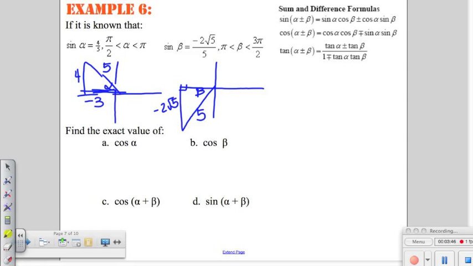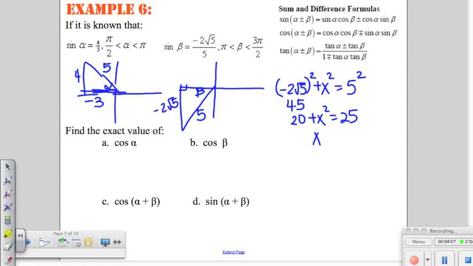We're going to have to do the Pythagorean theorem here to find our missing side. So let's put 2 root 5 squared plus our missing side squared equals 5 squared. Now negative 2 root 5 squared becomes 4 times 5, which is 20, plus x squared equals 25. So x squared equals 5. And when I take the square root, I get the square root of 5 as my adjacent side. It's going to be negative because we're going negative in the x direction.